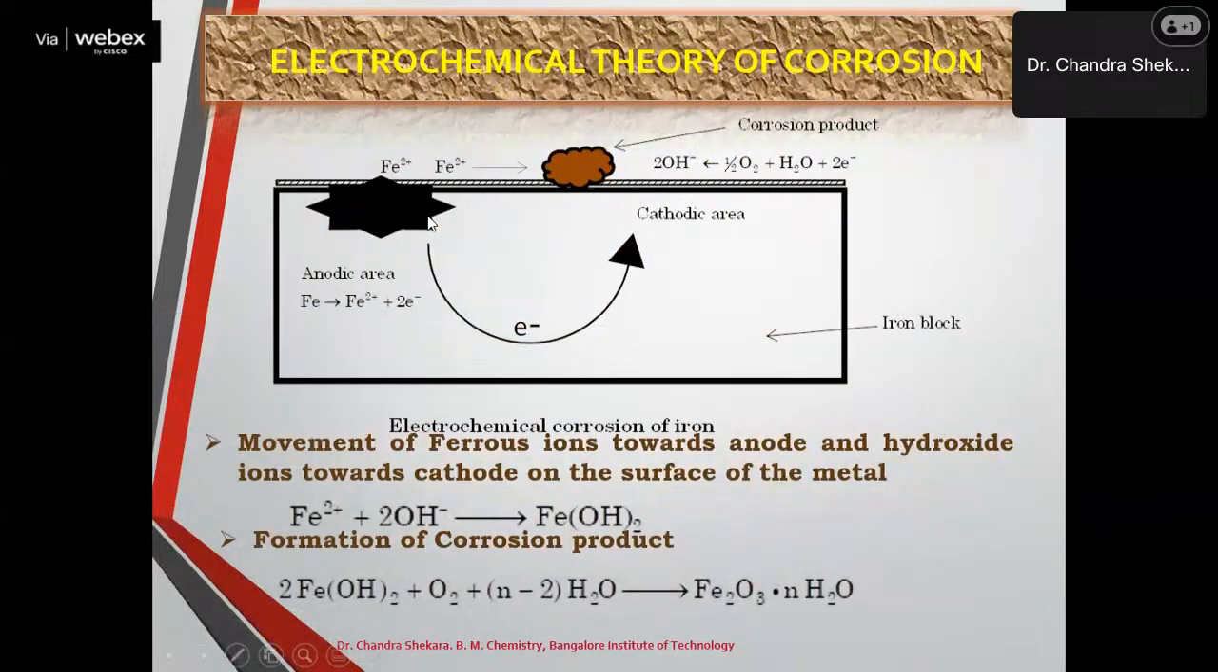During corrosion of the iron metal, Fe is oxidized to Fe2+, and O2 and H2O present at the cathodic area get reduced to OH-. Without cathodic reaction, anodic reaction cannot occur. Without anodic reaction, the cathodic reaction cannot occur.